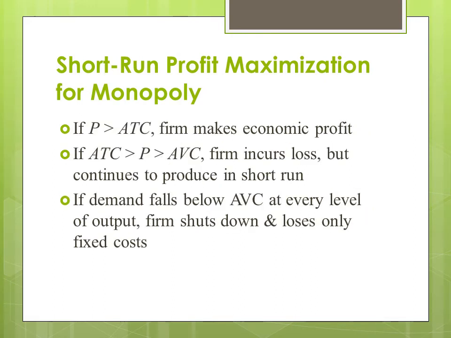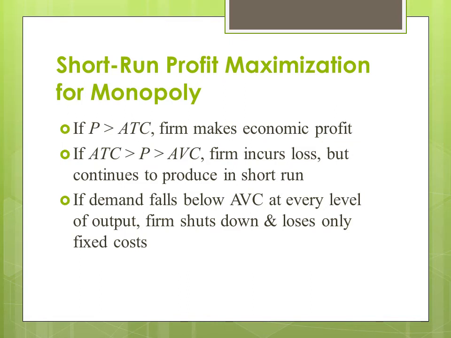Short run profit maximization for monopoly. If price is greater than average total cost, the firm makes economic profit. Economic profit means abnormal profit, as in the monopoly case the firm only earns abnormal profit. If average total cost is greater than price and price is greater than average variable cost, the firm is bearing a loss but continues to produce in the short run.